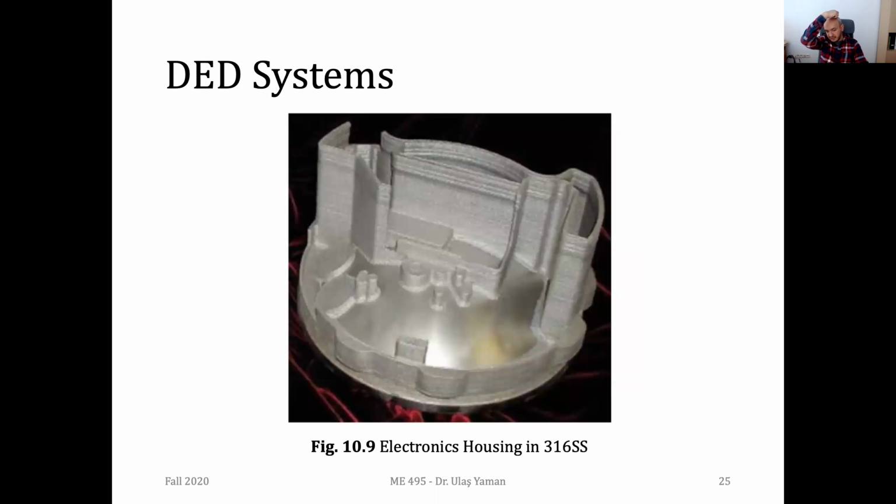It's another example. They start with this base, and on top of this base they deposit such layers as you see. They are quite complicated, and you cannot manufacture this part by using any other conventional or additive manufacturing process. It's only possible with direct energy deposition systems.